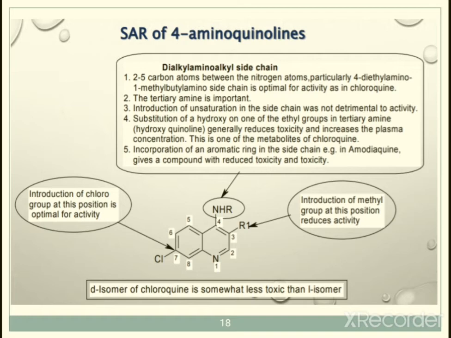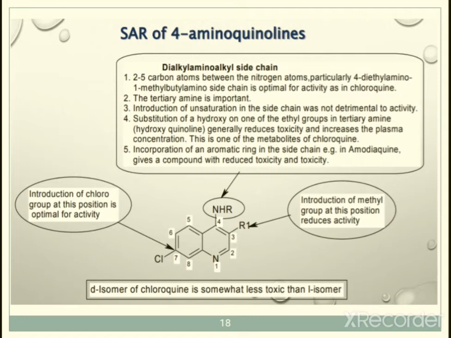Then substitution of a hydroxyl on one of the ethyl groups of the tertiary amine, meaning hydroxychloroquine, reduces toxicity but also reduces their activity. Next point is incorporation of an aromatic ring, in case of amodiaquine, which reduces the toxicity but also reduces the activity. So these are about NHR. Then at R1 you can see introduction of a methyl group at this third position reduces the activity.